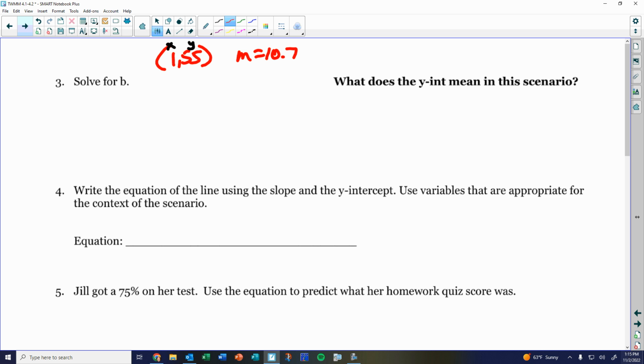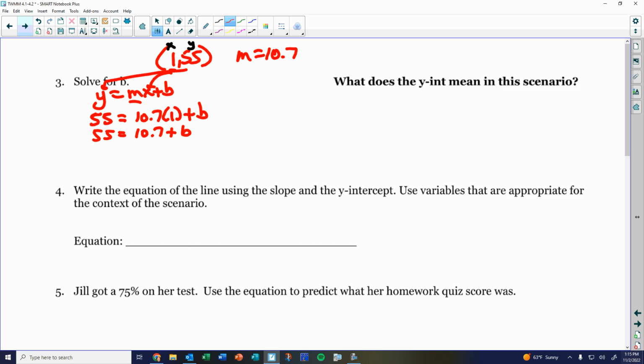So solve for b. Well, we've got to take y equals mx plus b, and I'm going to plug in x over here, y over here, and my slope right here. So 55 is your y, 10.7 is your slope, and 1 is your x. And what's 10.7 times 1? 10.7. So once we get the math part out of the way, we are left with a one-step equation.